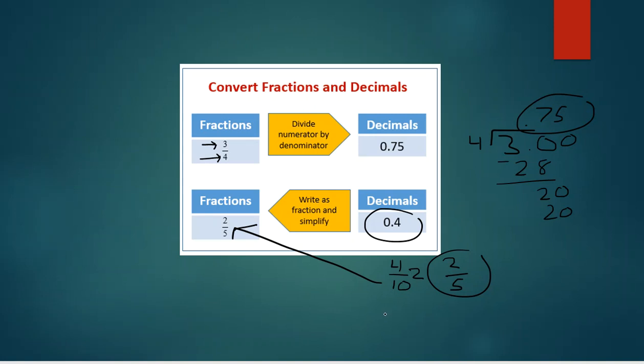Okay. So to go from a fraction to a decimal, a fraction is really just a division problem. You divide the top number by the bottom number. And to go from a decimal to a fraction, you use place value. You say it, and then you write it.